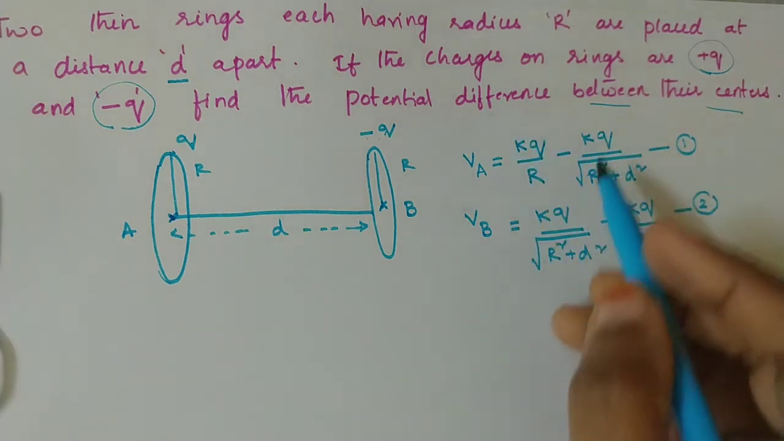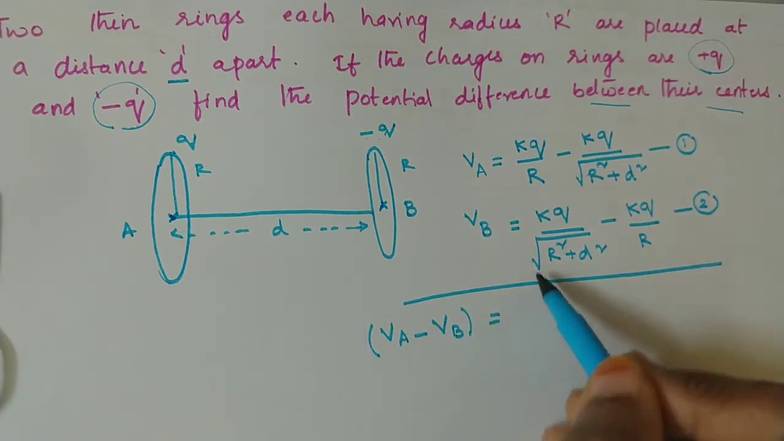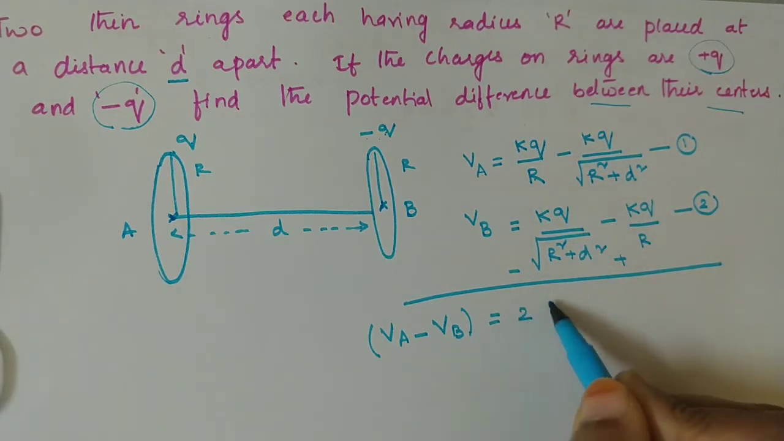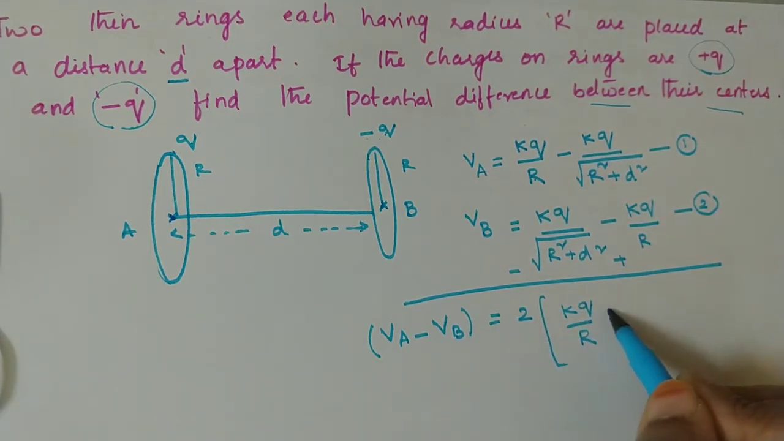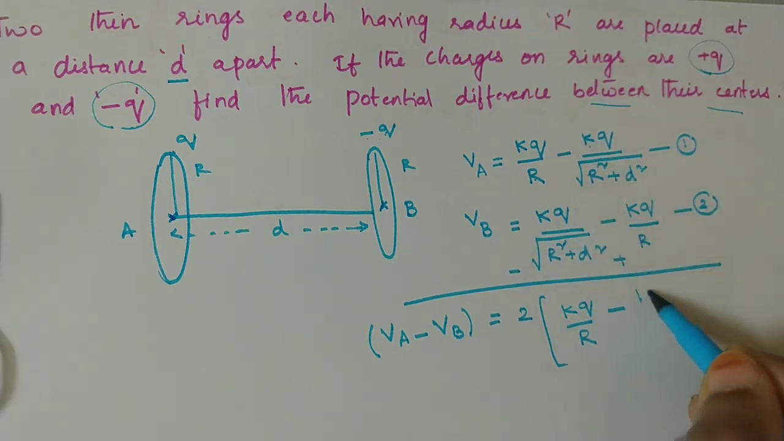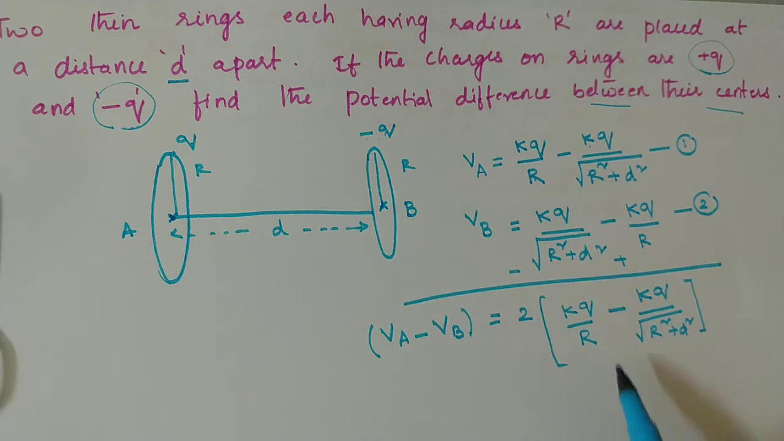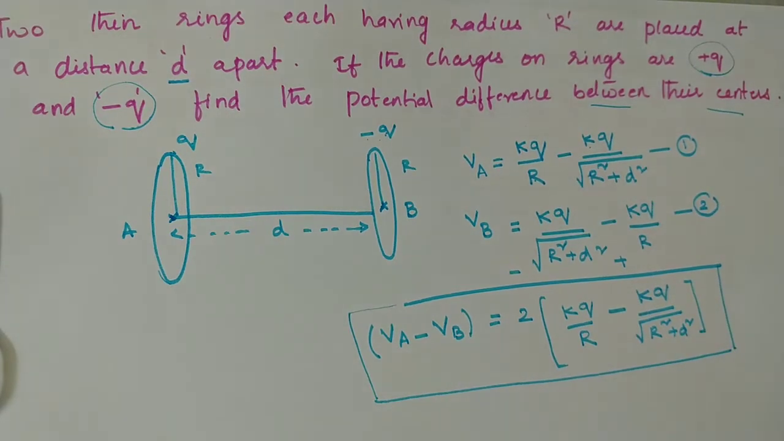And they are asking you to find the potential difference. So we will subtract the two relations, VA minus VB. This becomes minus and this will be plus, KQ by R and KQ by R, it will be 2 times of KQ by R minus, again these two terms are similar, KQ by under root R square plus d square. If you want, you can replace K as 1 by 4 pi epsilon naught or leave the answer. So this gives you the potential difference between the points A and B.